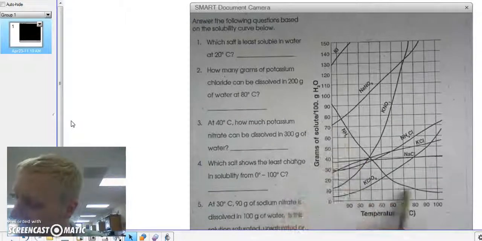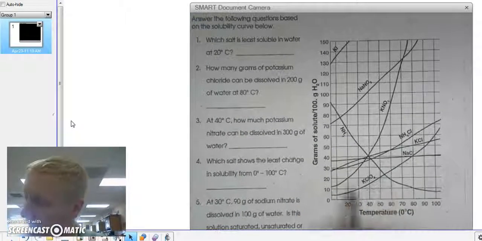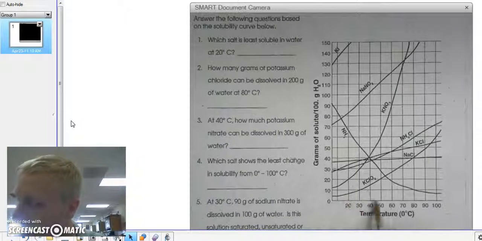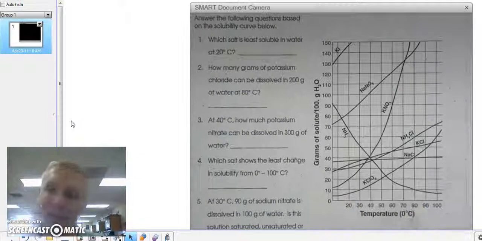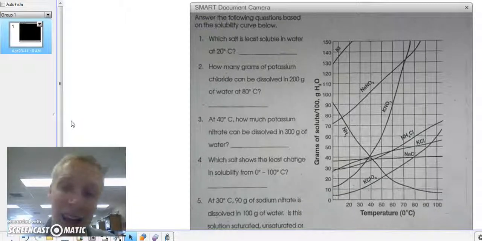Then we've got NH3 in this example. This is the only one that's going against the trend. It's actually decreasing in solubility as you increase the temperature. And this is a gas. And that's how all gases act.